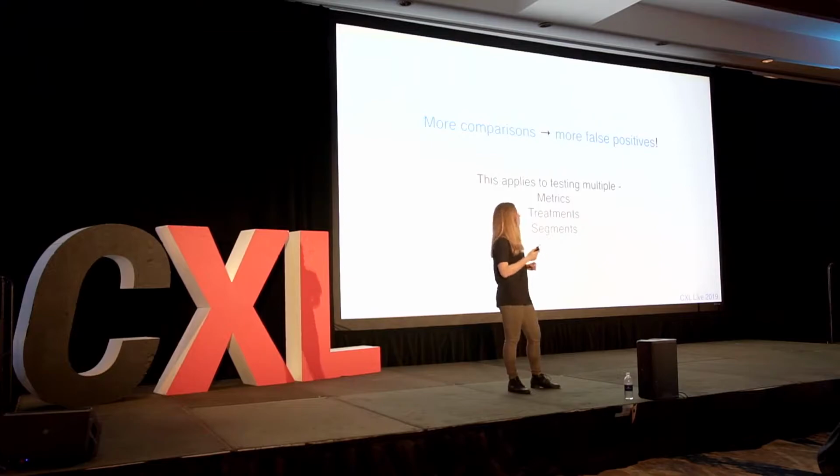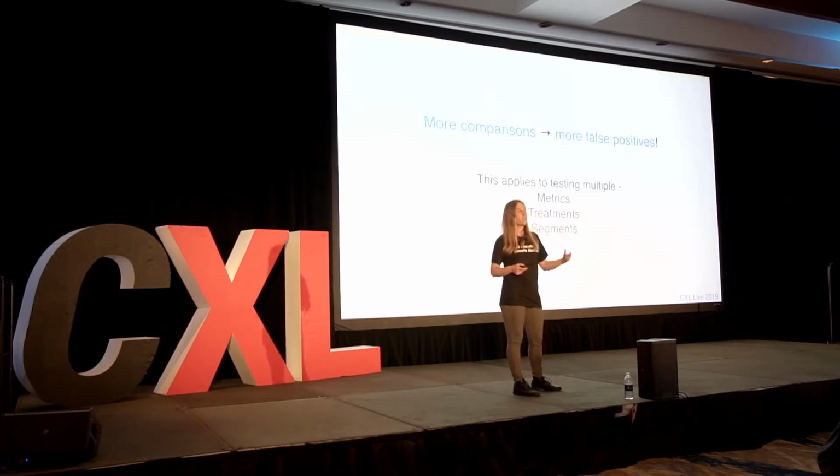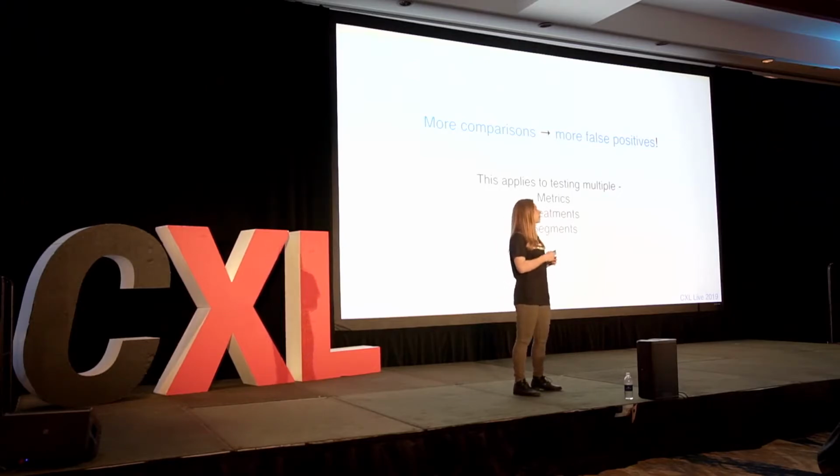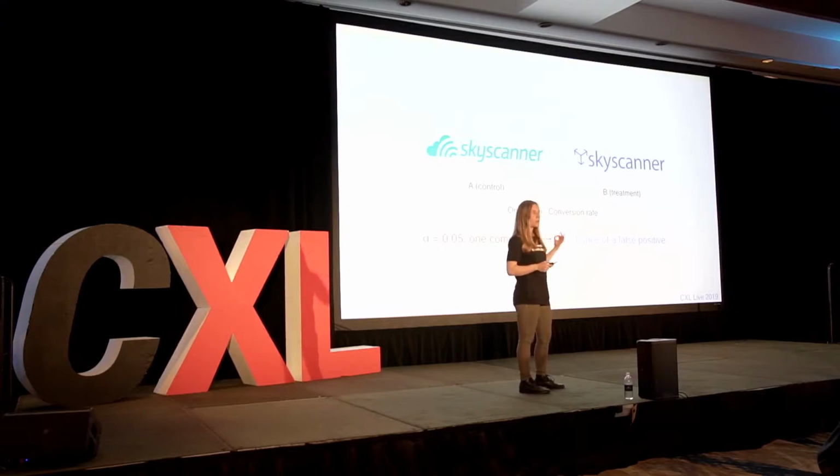So when we look at multiple things, naturally we have much more chance of a false positive. And this applies to looking at multiple metrics. It applies to looking at multiple treatments, maybe testing multiple variations, and also applies to looking at multiple segments. So for example, something that's very common is for people to run their test and then to look at how different user segments behaved. But these are all multiple comparisons, and they all bring their own chance of a false positive. So remember our example experiment. We looked at one logo, we looked at one metric, that's one comparison. We used a 0.05 threshold, so we had a 5% chance of a false positive.